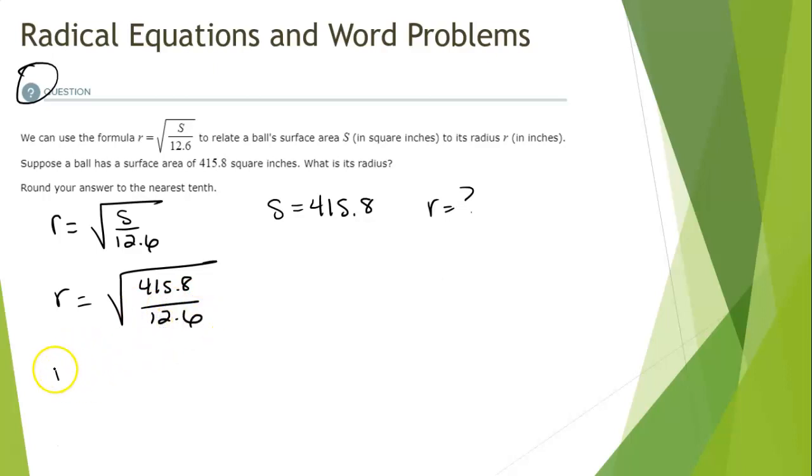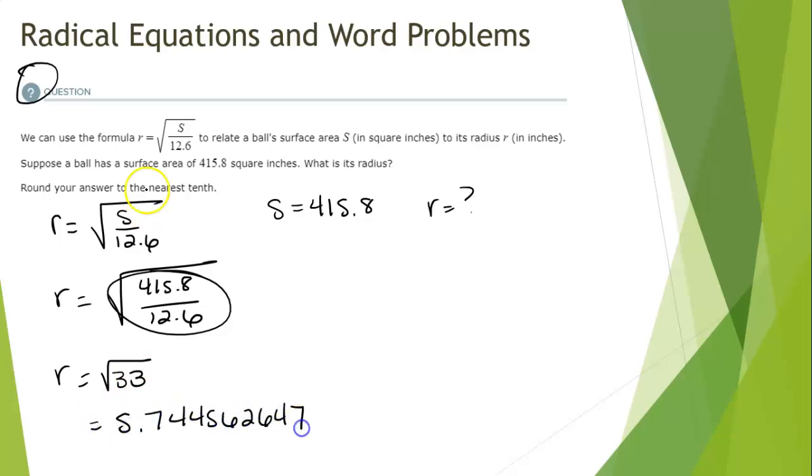And notice you no longer have a variable on the inside of the radical, so there's no reason to square both sides. We do 415.8 divided by 12.6. That gives me 33, because remember, order of operations says do what's inside the square root first. We find the square root of 33, and that gives me 5.74456267. This says round to the nearest tenth. The 7 is the tenths place. The 4 says to stay the same. So that is 5.7, and the radius is in inches.